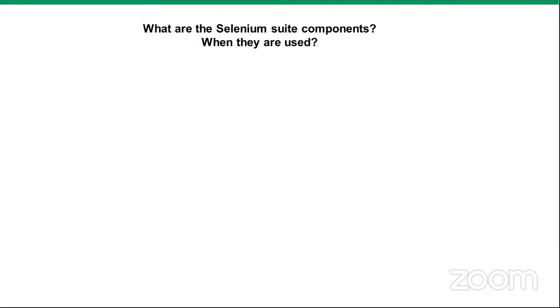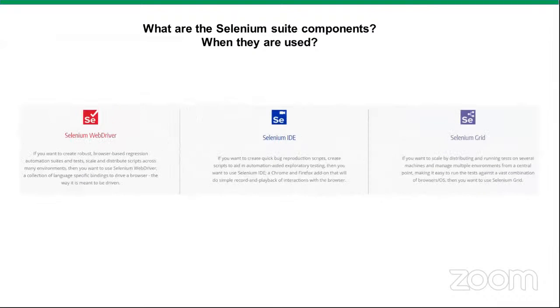Now, what are the Selenium suite components and when are they used? Basically, Selenium has three main components: Selenium WebDriver, Selenium IDE, and Selenium Grid. Selenium WebDriver is mainly used if you have a requirement to create a scalable automation framework. It supports different languages, like we have the implementations available in most widely used languages like Java, C Sharp, Python, etc.